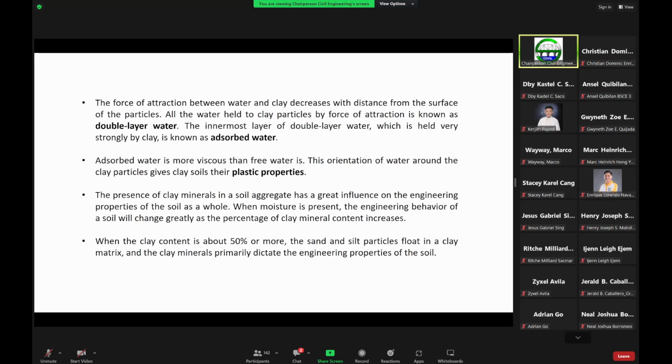The presence of clay minerals in a soil aggregate has a great influence on the engineering properties of the soil as a whole. When moisture is present, the engineering behavior of a soil will change greatly as the percentage of clay mineral content increases. When the clay content is about 50% or more, the sand and silt will float in a clay matrix, and the clay minerals will primarily dictate the engineering properties of the soil.